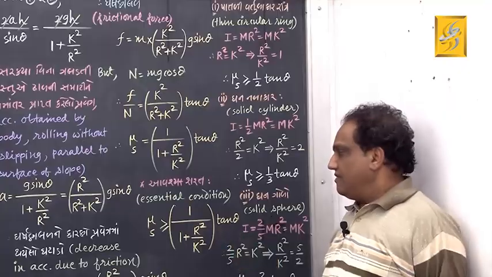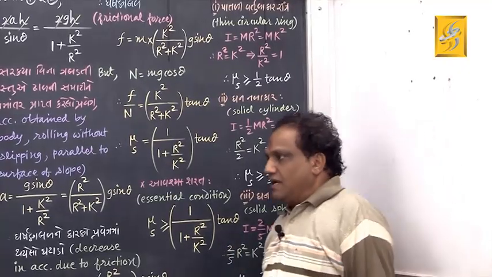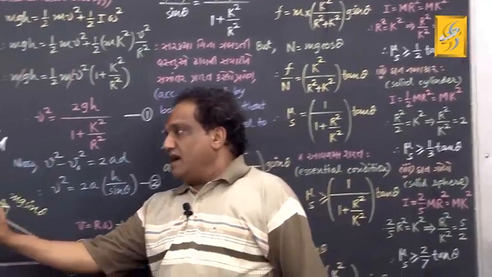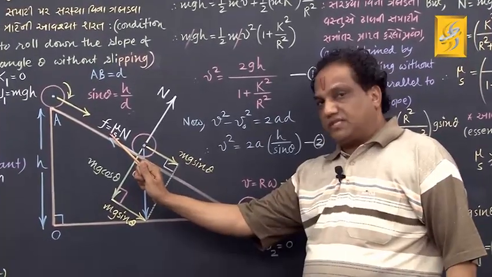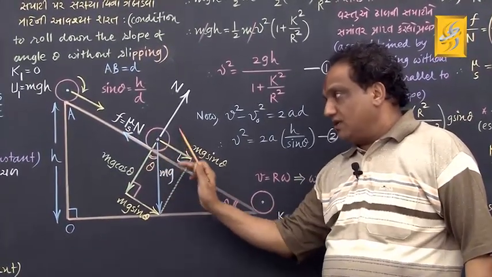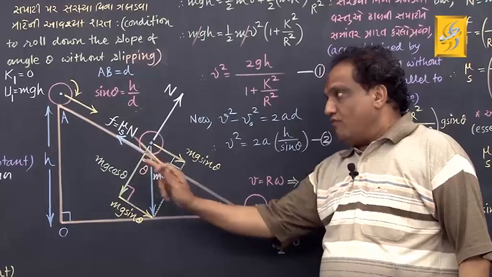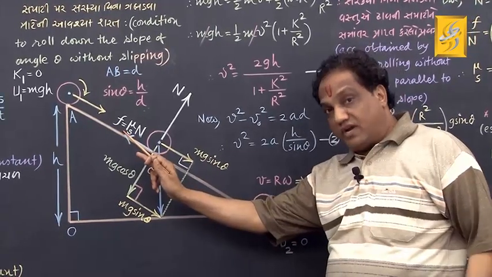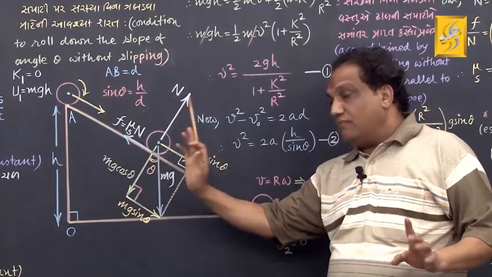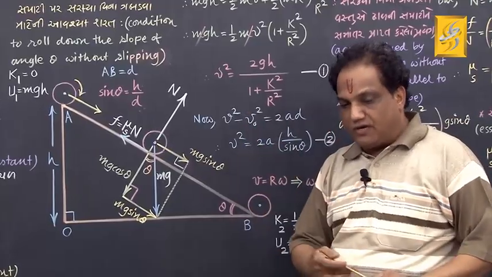Got it? Fine. Now you might wonder why I put here mu s. Though this rolling body is in motion, why I have put here mu s? Why not mu k? Why only mu s? Try to understand. Look.